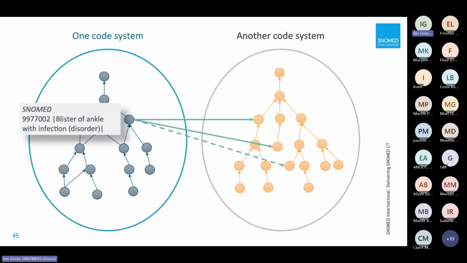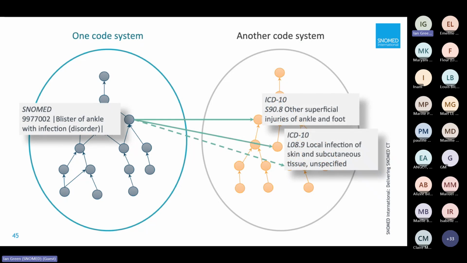This one, if you've got in SNOMED a blister of the ankle with an infection, not a problem, except that in ICD-10, that fits under other superficial injuries of ankle and foot, a local infection of skin and subcutaneous tissue unspecified. So it'll have one to many, if you look at it in those terms.